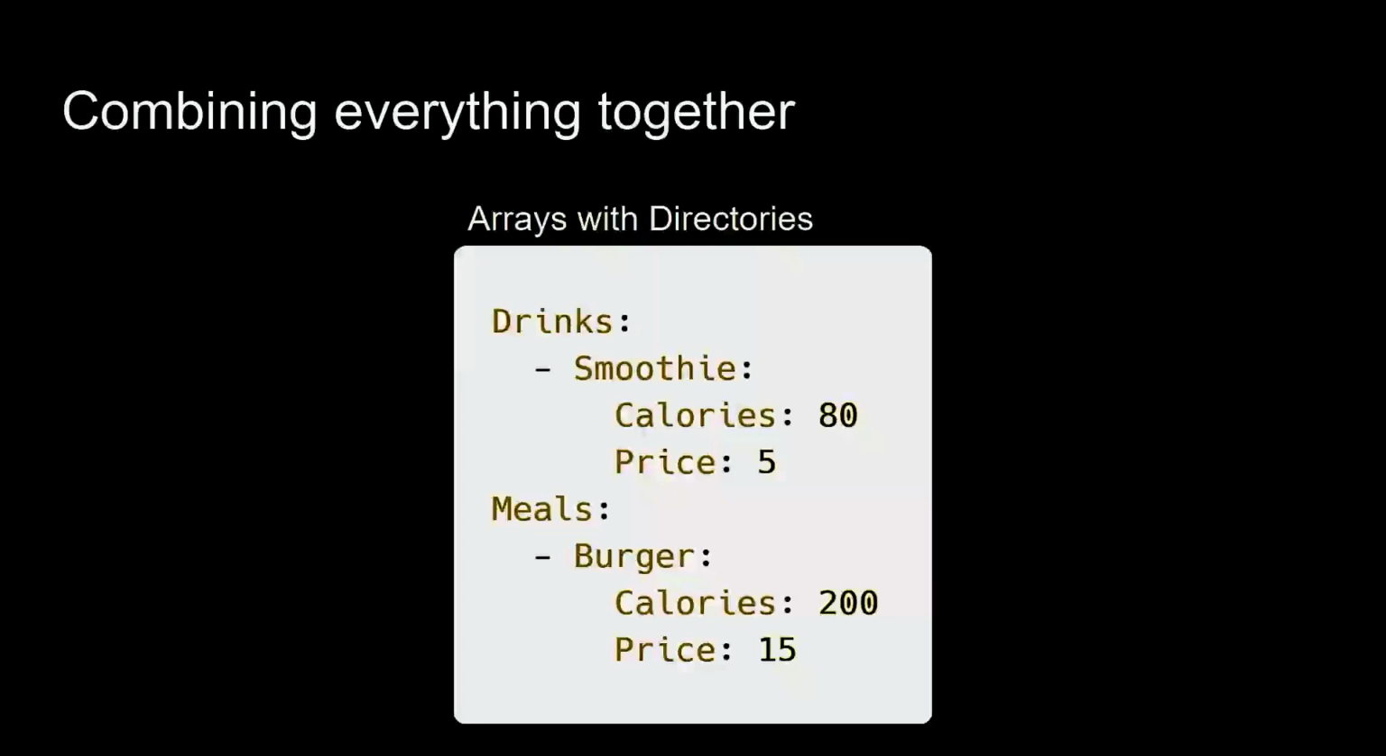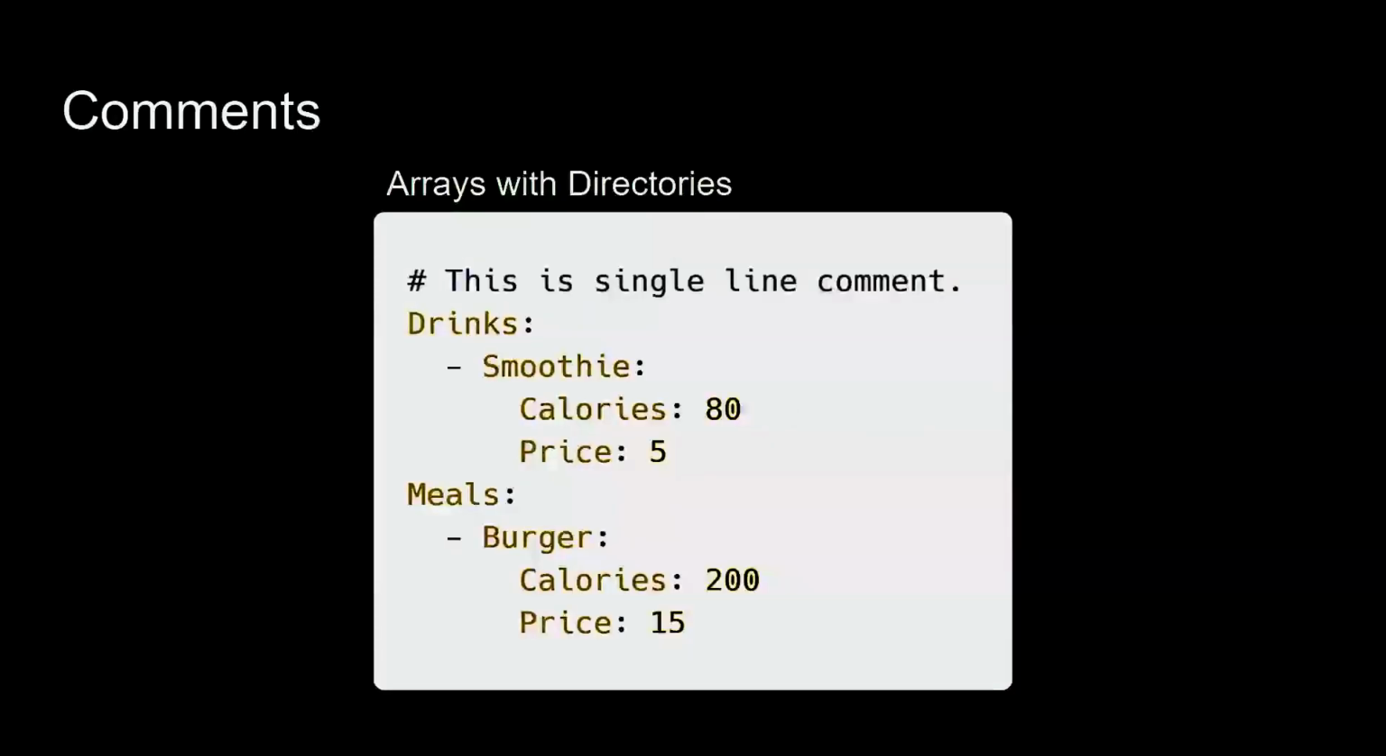Now let's combine arrays and dictionaries. So you can see here I have an array of drinks where I have a smoothie in that array, which has 2 properties, or a dictionary, under it, where I have calories and price. And the same for meals. I have a burger in meals, and then I have calories and price. So if you come from JSON, this would be an array of drinks with a smoothie with 2 properties called calorie and price. The last thing I want to talk about is comments.